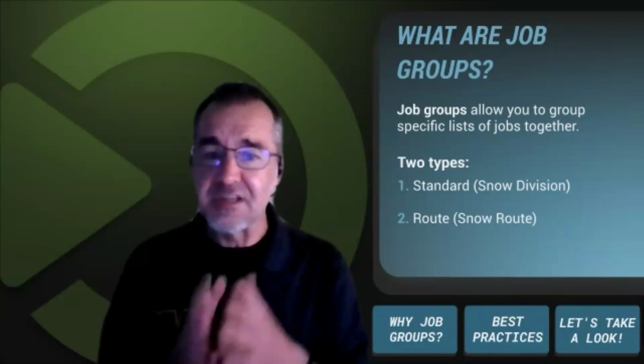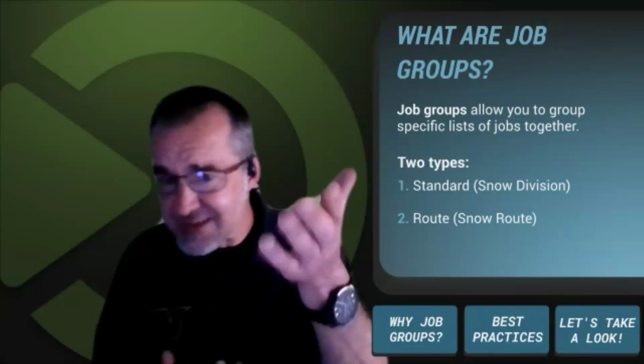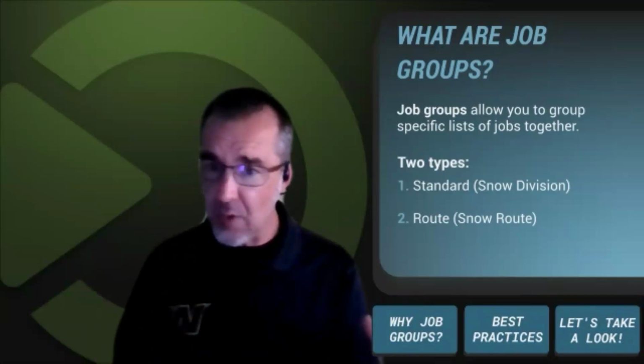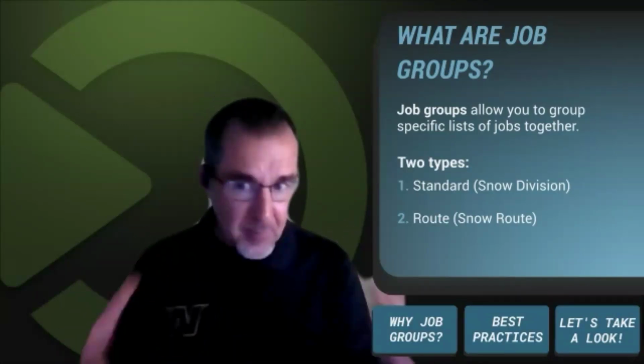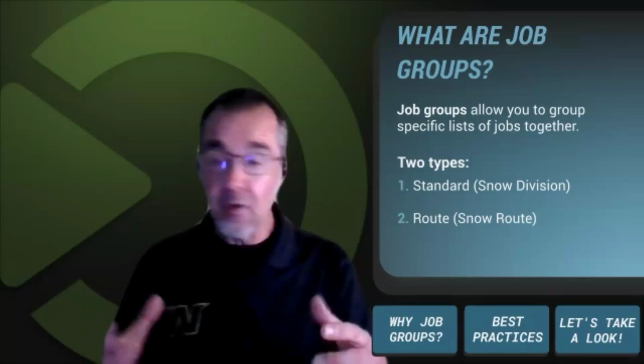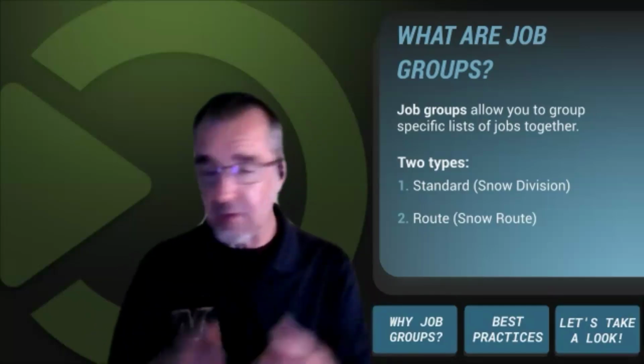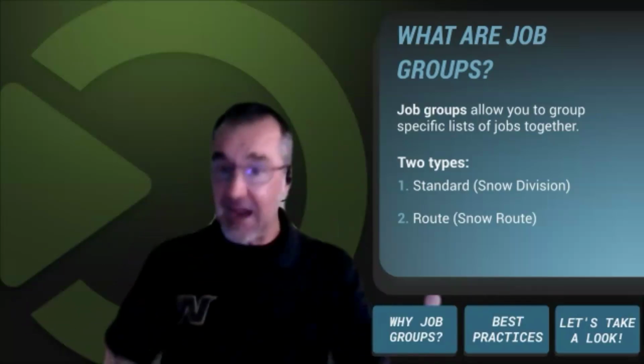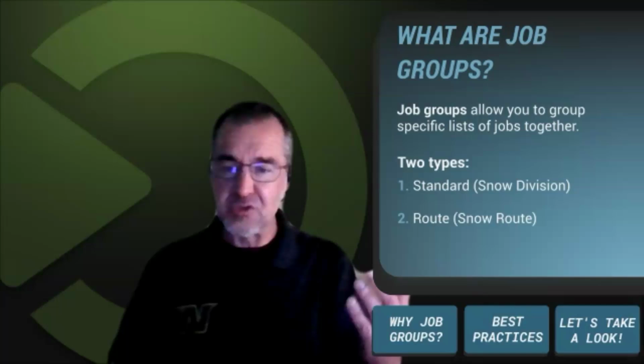Job groups in LMN allow you to group specific lists of jobs together. Pretty obvious, I just read it off of the actual slide. But reality is, there are two different kinds of job groups you can create in your account. There's a standard job group, which we would recommend you create for all of your snow operations. You can create multiple job groups: snow removal residential, snow removal commercial, and then one group, snow removal, for the entire division, and then break it down individually.